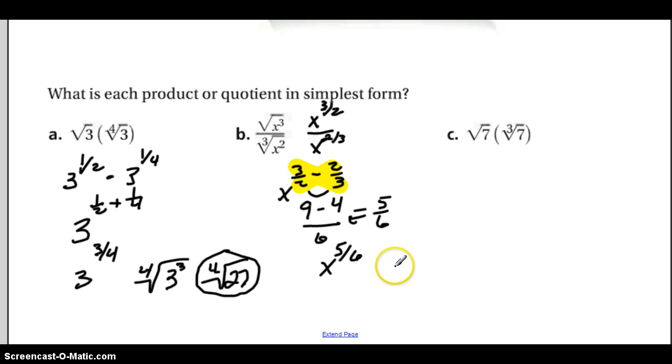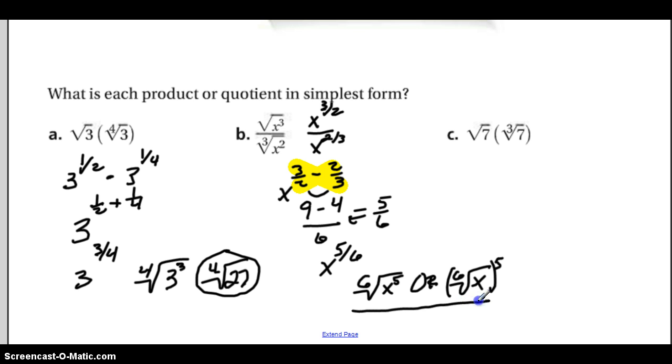If they want you to write this in radical form, again, our index would be 6. And that would be x. And you can write the 5 here. Or, remember, there's a different way of writing this. Index of 6, x, and then raise the whole thing to the 5th power. These are both the same, just a different way of writing it.